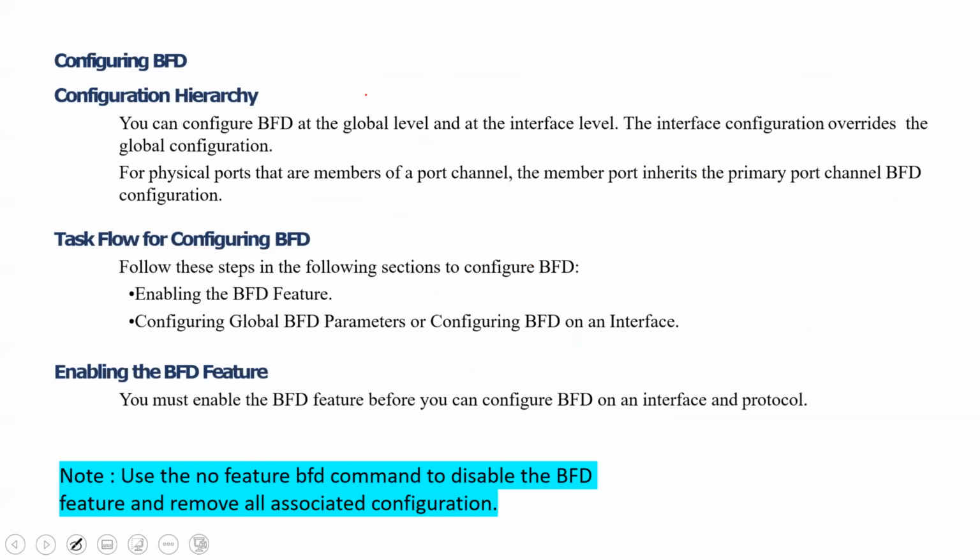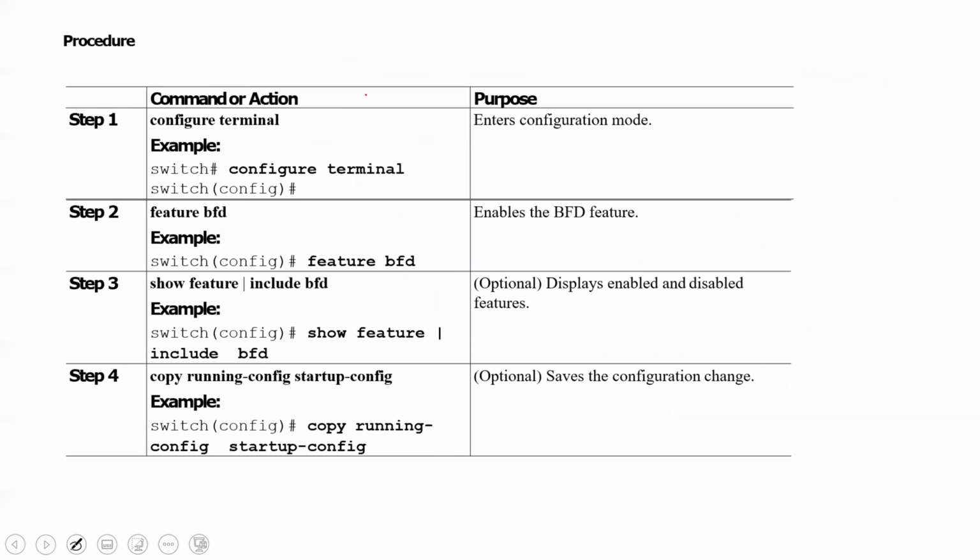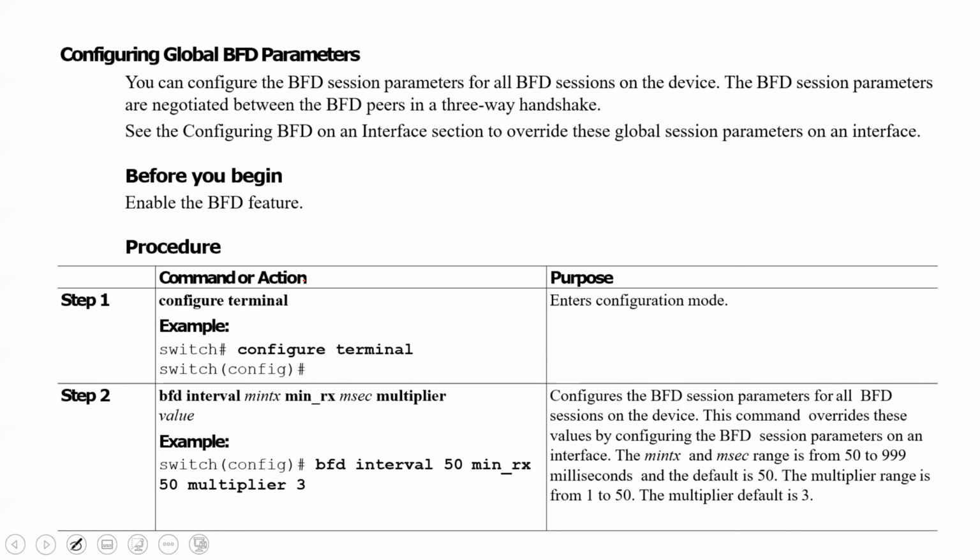Now, how can we do the configuration? We have two modes of configuration. We can configure globally, or we can go to the particular interface and configure it. If you want to disable it, you can use no feature bfd, so the BFD feature will get disabled. We know that on the Nexus switch, we first have to enable the feature called BFD, and then you can do the rest of the configuration.